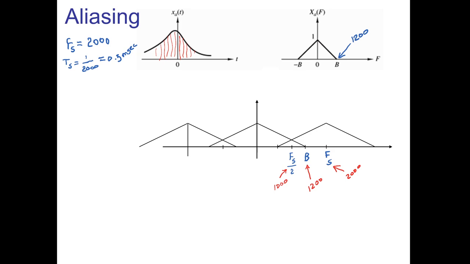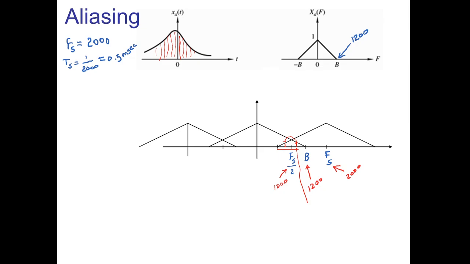Now the spectrum of these samples will look like this one. I expand it. So it will be the same as the original spectrum, repeated every f_s, every 2000. So this is the first one here. The second one is centered around f_s, 2000. So that is here. And half the sampling rate, f_s over 2, is here, 1000. And the same thing here. So now we have overlap. So this spectrum is not totally separated. And a higher frequency, like let's say 1100, somewhere here, will be aliased as 900. So that frequency here is now aliased as this frequency. So the 1100 will be aliased as 900.